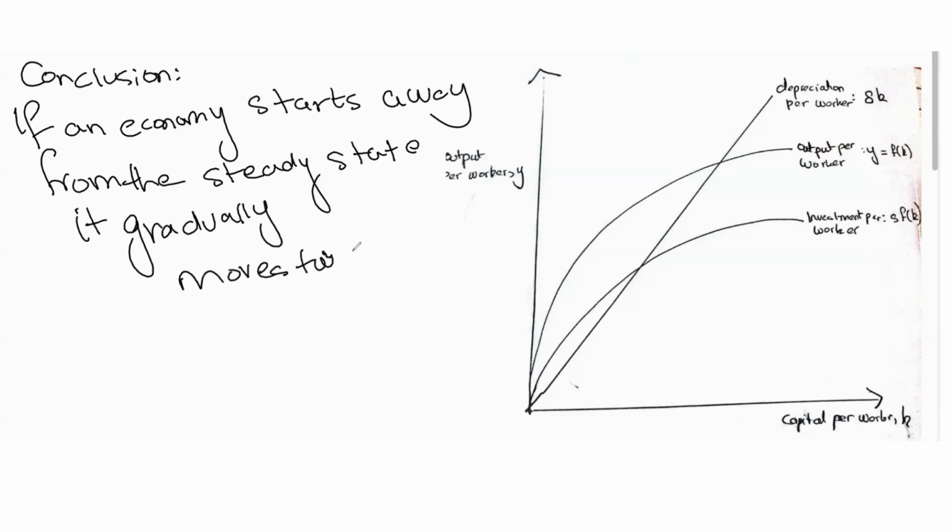Because if you're above the steady state, your change in capital per worker will be negative, so capital will go down until you reach the steady state. And as capital goes down, output goes down as well. And if you're below the steady state, then change in capital per worker is positive. So capital increases, and as capital increases, y also increases until we're back at the steady state.